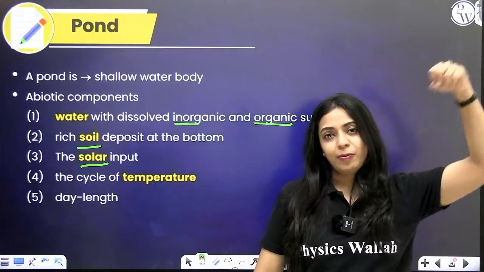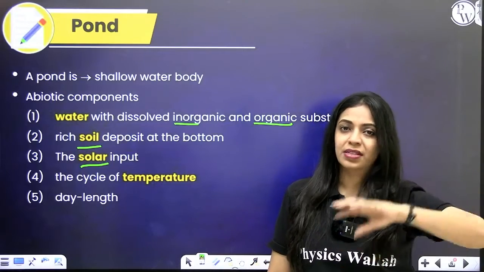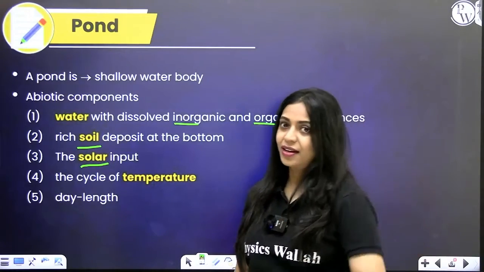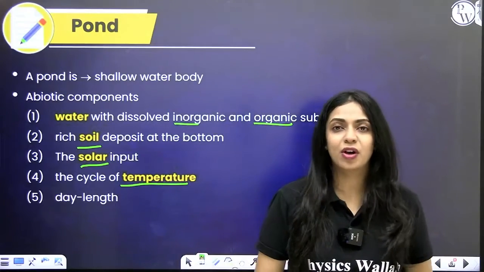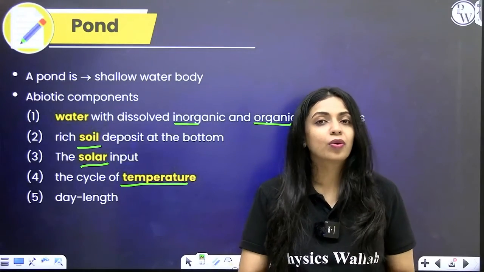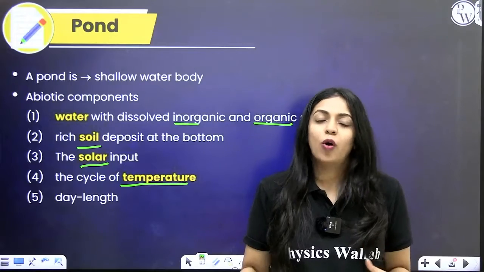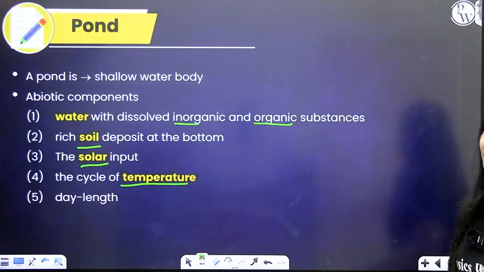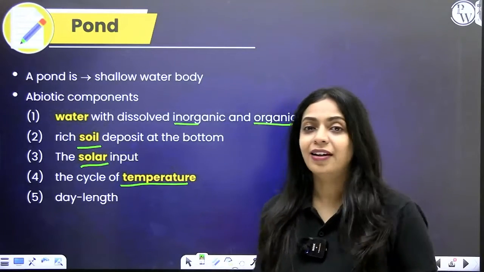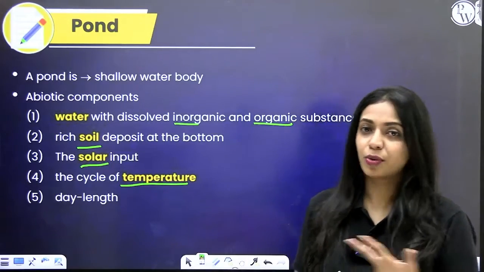To the pond, there will be input of solar energy, sunlight. It receives sunlight, right? That is an abiotic factor. There is cycling of temperature and day length. So all of these are abiotic factors in a pond. What are some of the biotic factors? Of course, in a pond you find plants, you find animals, you find microbes and all of that, right?